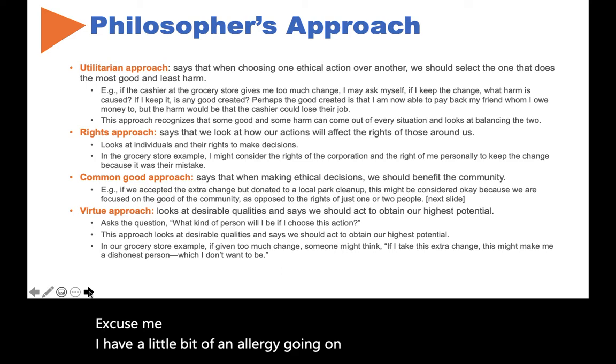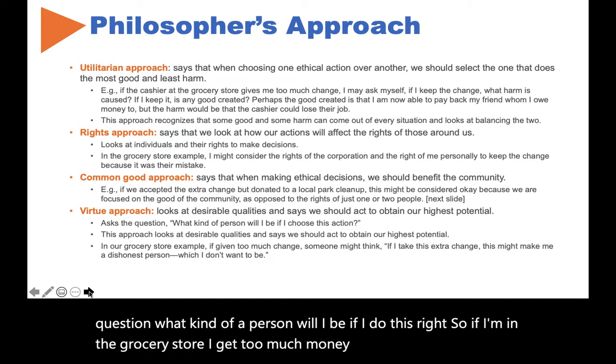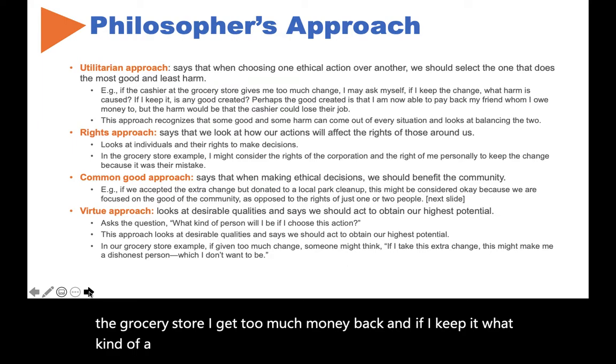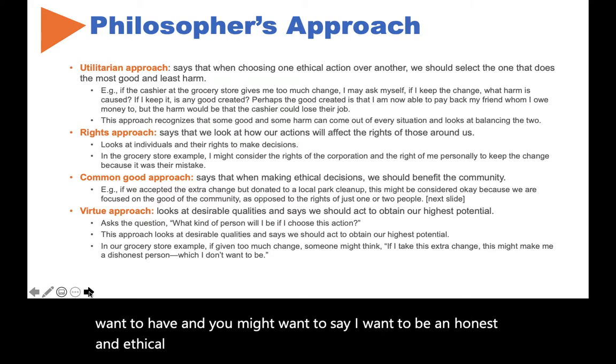We would ask the question, what kind of a person will I be if I do this? So if I'm in the grocery store, I get too much money back, and if I keep it, what kind of a person am I? So these are the desirable qualities we want to have. And you might want to say, well, I want to be an honest and ethical person. So if I accept the change, I am no longer that person. And so I don't want to do that.